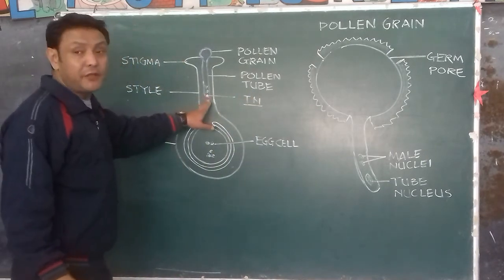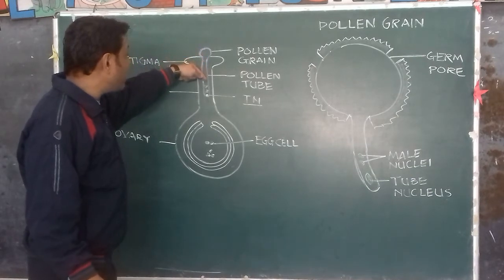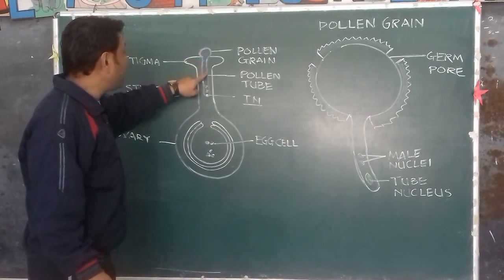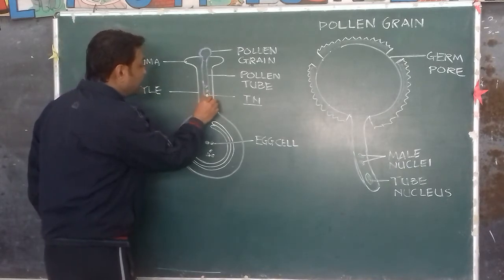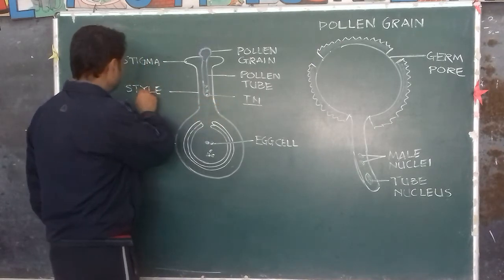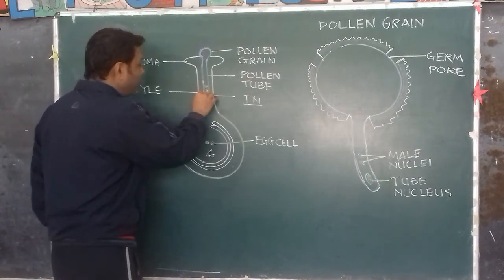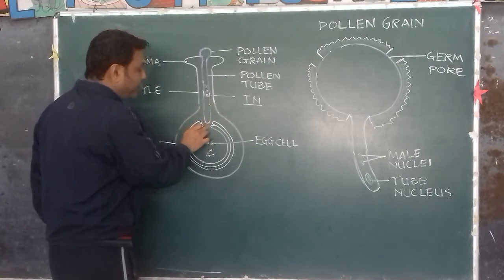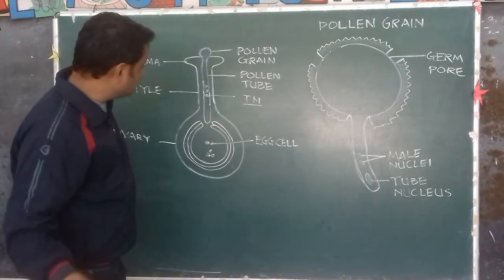Now, what is the function of the tube nucleus? As the pollen tube is formed, the tube nucleus will produce certain enzymes which dissolve the tissue of the stigma and the style, so that the pollen tube heads towards the space of the ovary that is called the micropyle. It is known as the micropyle.